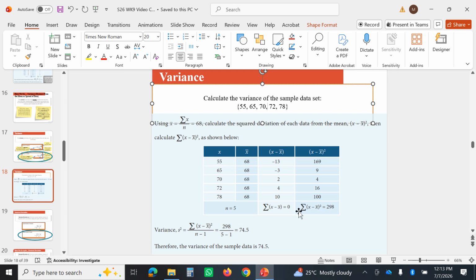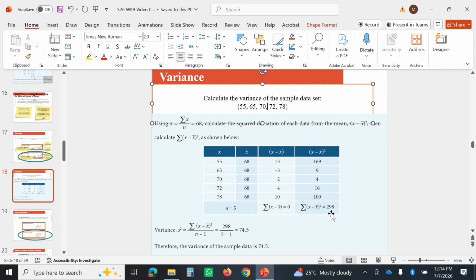And then you sum all of these: 169, 9, 4, 16, 100, and it adds up to 298. Very important: you'll notice the sum of the x minus mean values here is always 0. And then you sum all of these squared values and you get a number. It's completely meaningless at this point, but we'll get there.